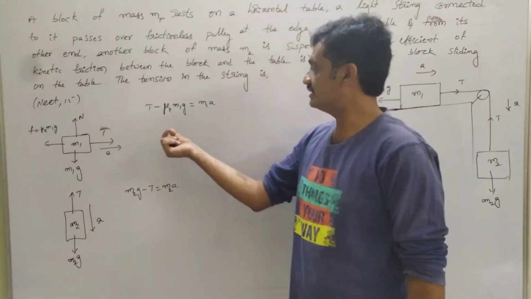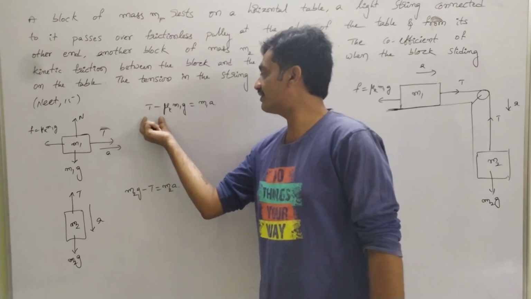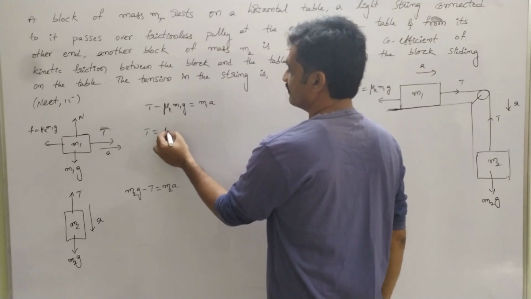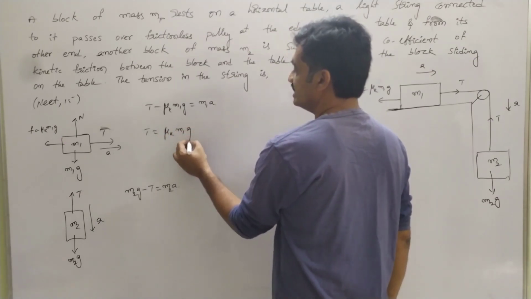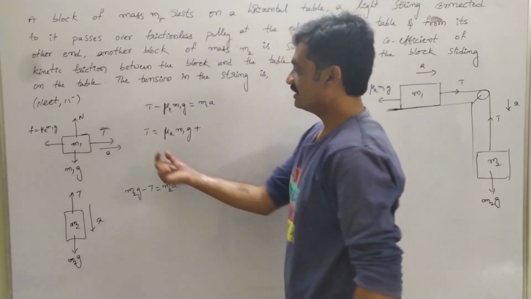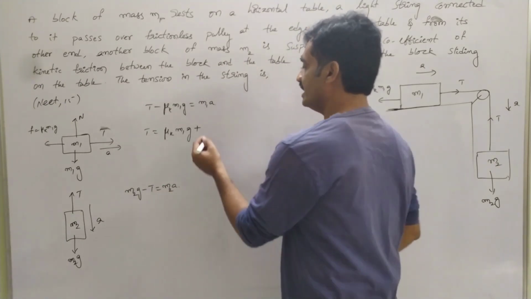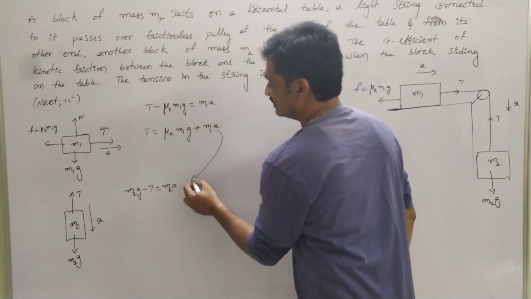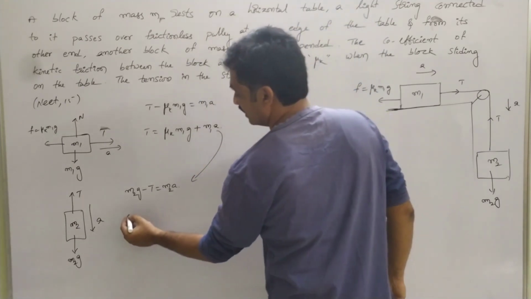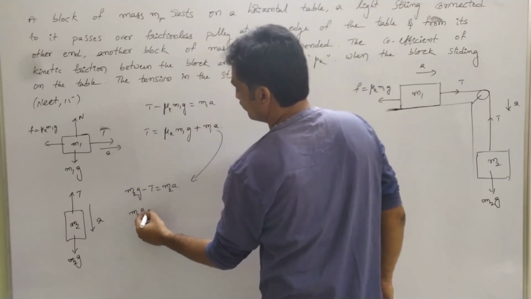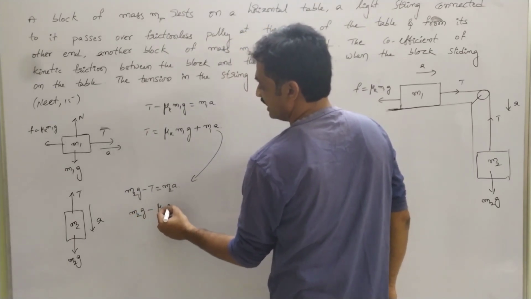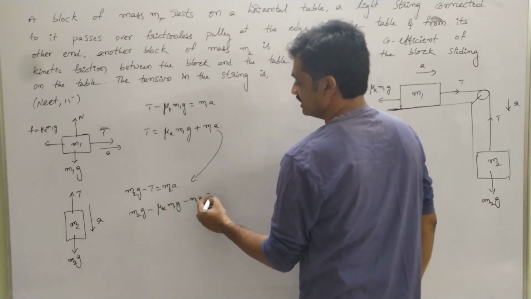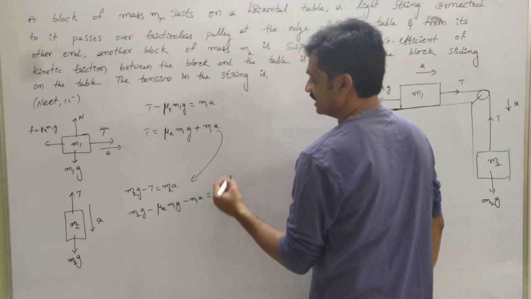Here we substitute the value of T from this equation in this equation. So let us write T is equal to mu_k m1 into g plus m1 into a. Now let us substitute this value in this equation. As we substitute here, we have m2 into g minus mu_k m1 into g minus m1 into a is equal to m2 into a.